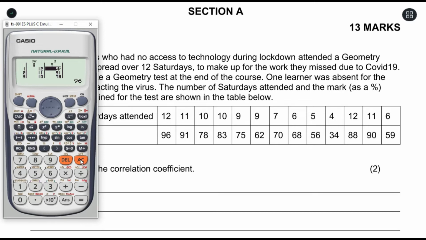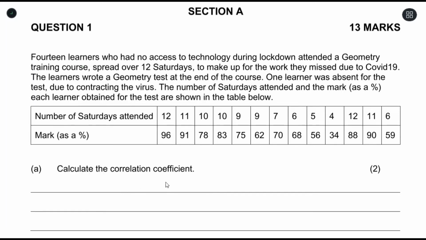Now, after we do that, we press the AC button, we go to Shift, we press Start, then Regression. This is 5, okay? And we press 3. The correlation coefficient is represented as R, so I press R, which is 0.92. The correlation coefficient is 0.92. That would be your value for R.